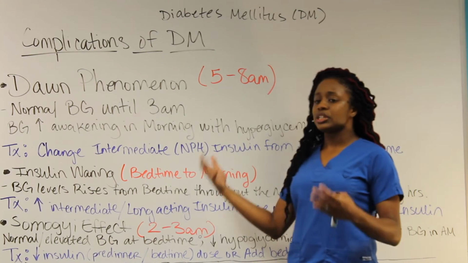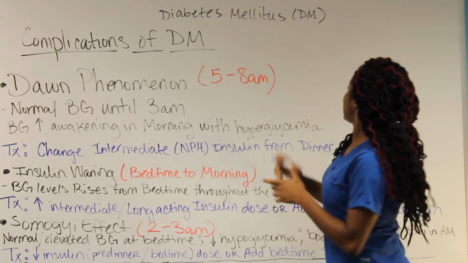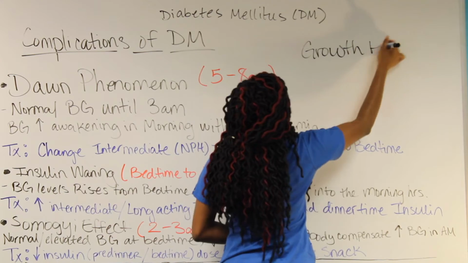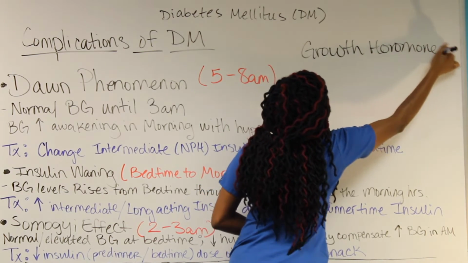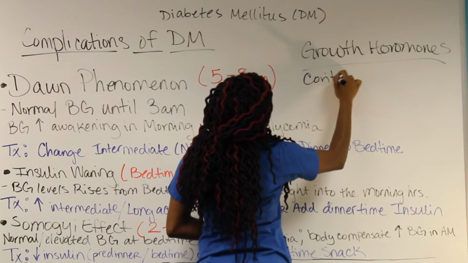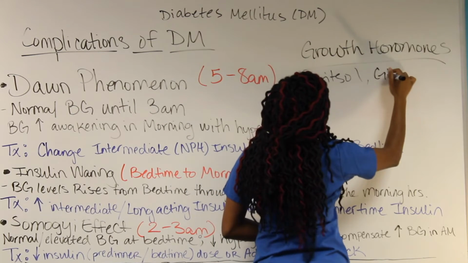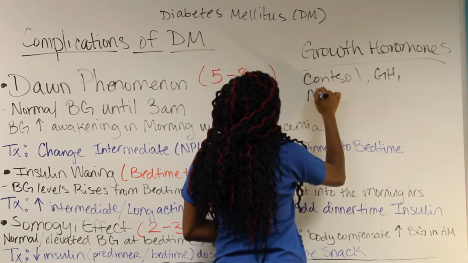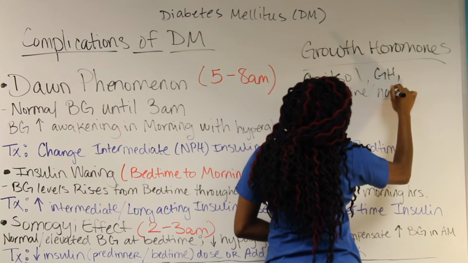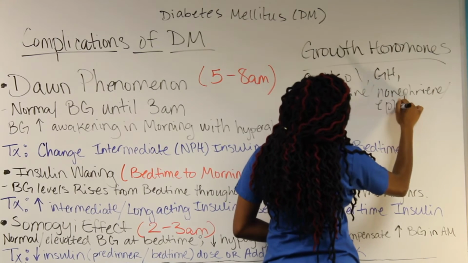Now you may wonder, what is causing the increase? Well, researchers have come up and say it is because of growth hormones, okay? Some of your growth hormones are found in your adrenal glands, and when you have cortisol, excuse my spelling, you have the actual growth hormone itself. You have adrenaline, which consists of norepinephrine and epinephrine.